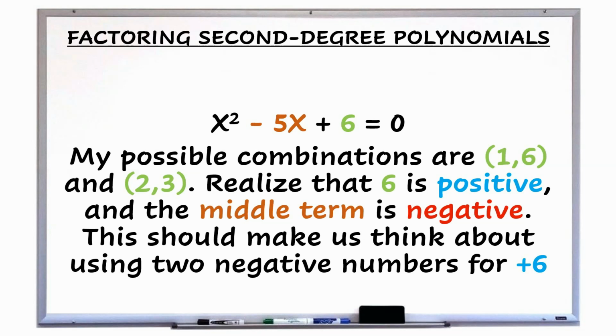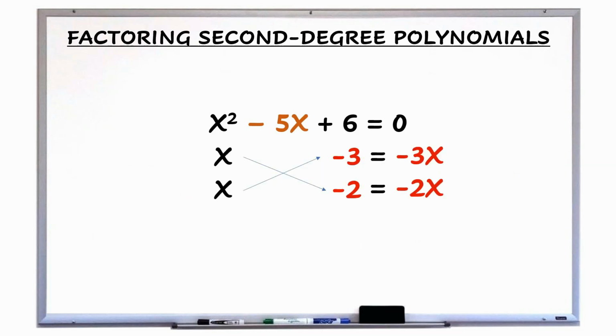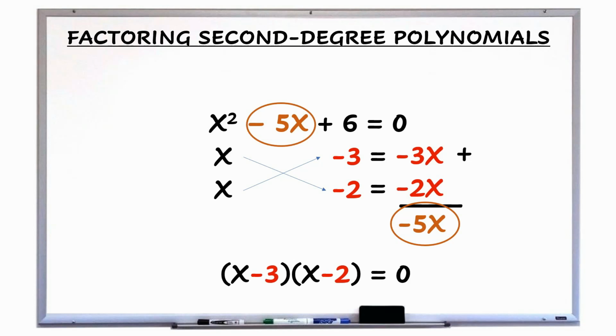So my combination is 2 and 3. And as you can see, follow each one of those lines. X times negative 2 equals negative 2x. X times negative 3 equals negative 3x. We already know that we have to add them to realize if we have the middle term, and in this case, it works perfectly. That means that the terms of this polynomial are x minus 3 and x minus 2.